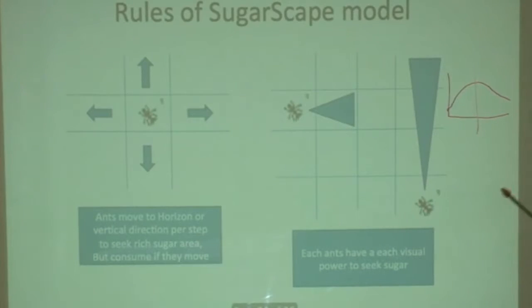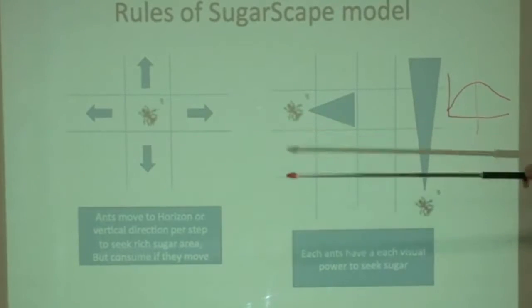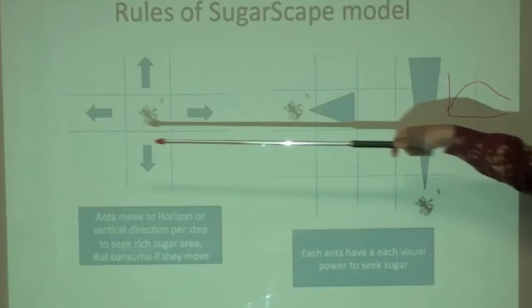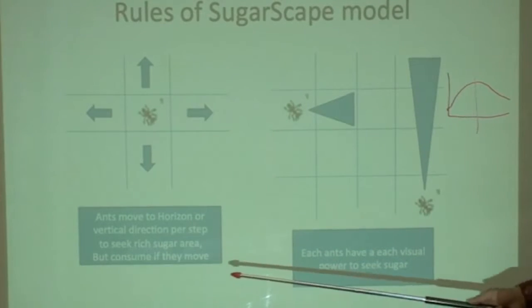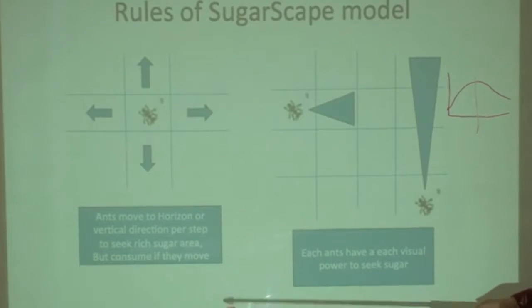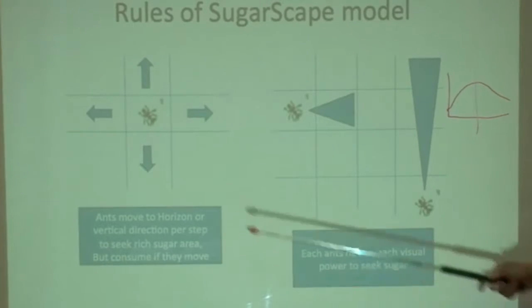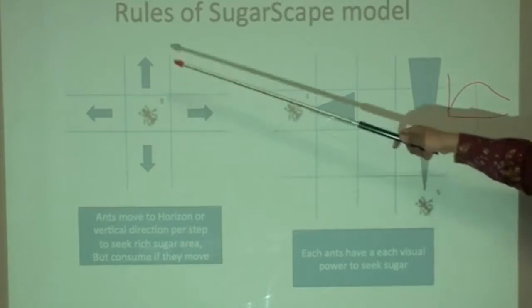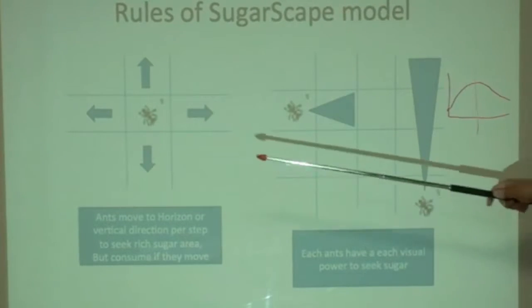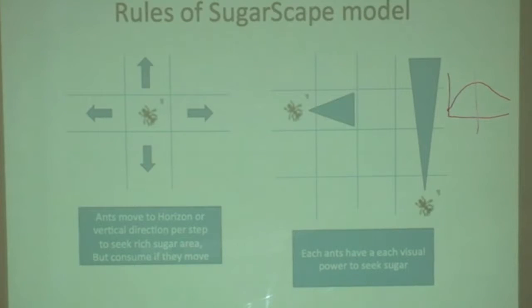Well, I want to explain the rules. Ants move horizontally or vertically to parcels to seek the rich sugar area, but they consume sugar if they move. In this area, the sugar distribution is not flat.